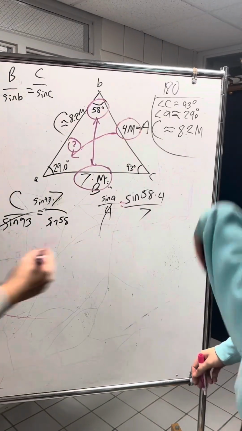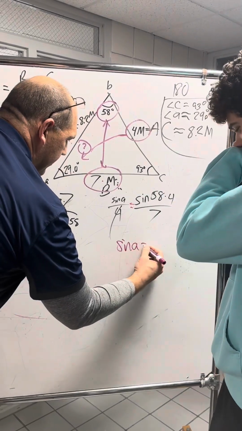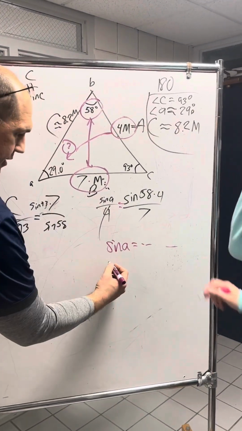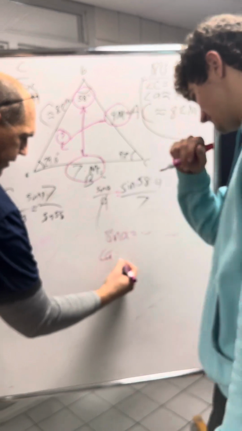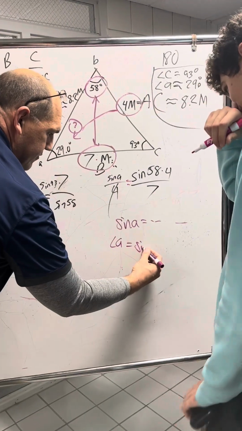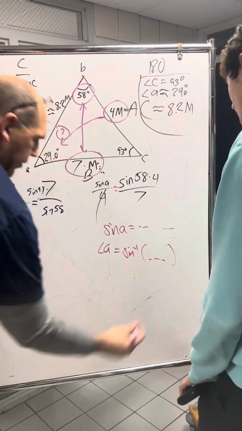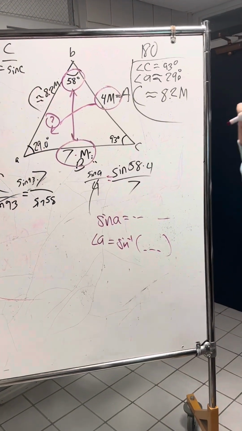That gave us sine of A equals something. Then we took the inverse sine. So angle A equals the inverse sine of that number. That gave us the angle 29 degrees.